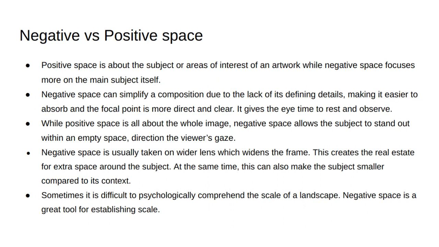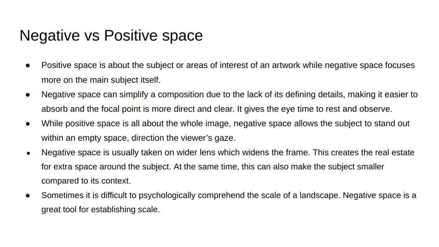While positive space is all about the whole image itself, as I mentioned, negative space allows the subject to stand out within the empty space, which gives the viewers a good direction to gaze at. So, directing the viewer's gaze, I should be saying. Negative space is usually taken on a wider lens, which widens the frame. So it creates extra space around the subject, and it can also make the subjects smaller compared to their context.